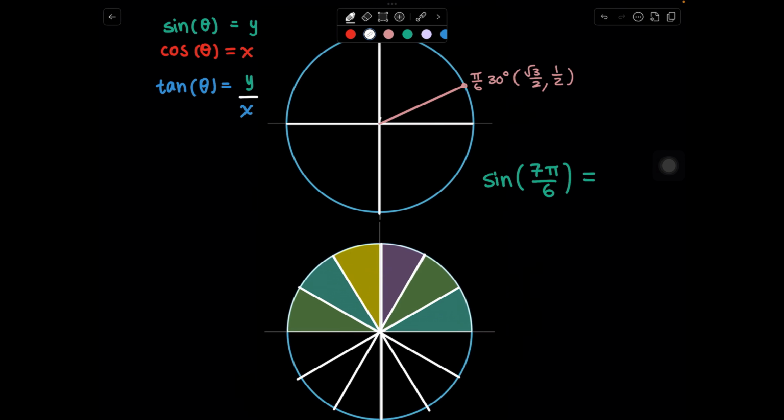So now that we've done that, all 7 pi on 6 means is 7 slices. So 1, 2, 3, 4, 5, 6, 7. Now we know where that angle is. So this angle would be 7 pi on 6. Now this original base coordinate that we memorized is over here. So I'll copy it down as well, and I'll show you why it's very useful.